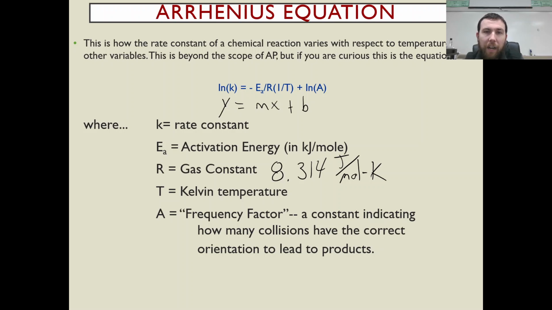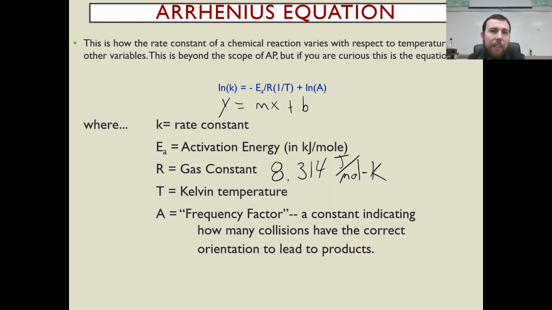Temperature is typically provided in Kelvin here. If it's not, convert it. And then A is a frequency factor. It's a constant that indicates the number of collisions that have the correct orientation to lead to products. You won't have to worry about A. Any information regarding A will either be provided to you, or when you solve a problem using it, it is going to be removed from the equation, right?